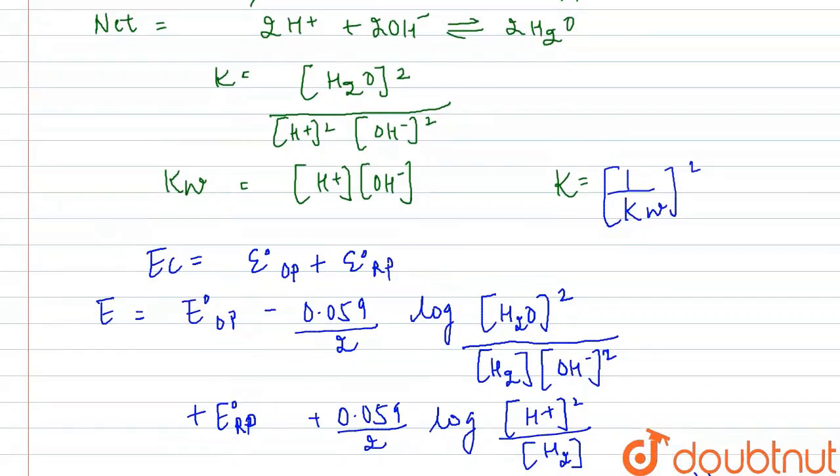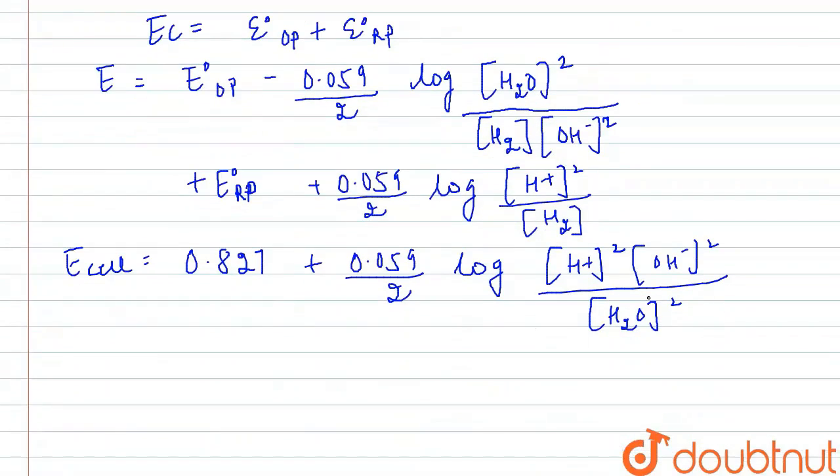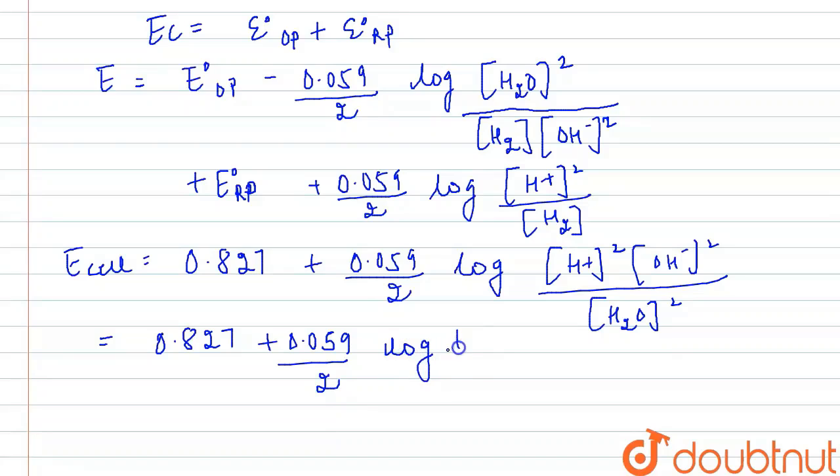Why log 1 by K? Because if you see here, what is K? K is H2O square divided by H plus square and OH negative square, which is just the reciprocal of this value. So it will become equal to 0.827 plus 0.059 divided by 2, and then what we will have to do is write down log 1 divided by K. This is your second equation.